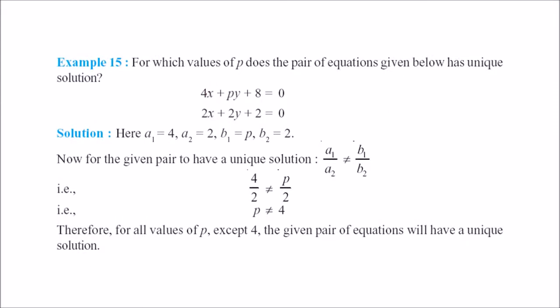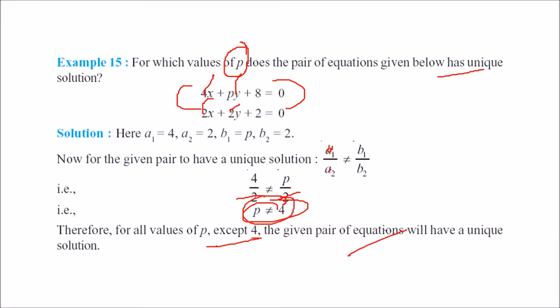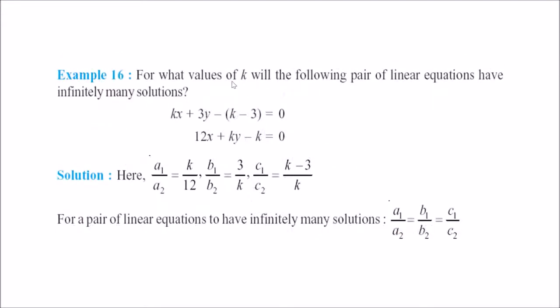Again we have one more example. 4x plus py plus 8 equal to 0, 2x plus 2y plus 2 equal to 0. You have to find out the value of p for which this equation has a unique solution. It will have a unique solution when a1 by a2 is not equal to b1 by b2. Let us take this is a1, this is b1, this is a2, this is b2. So 4 by 2 is not equal to p by 2, cancel it out, p not equal to 4. So except 4, all other values of p will give you a unique solution. You cannot have 4 here.